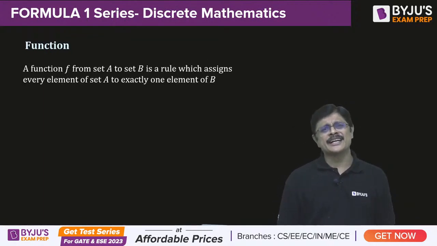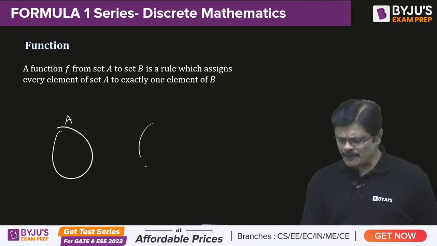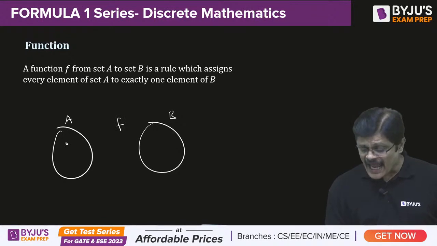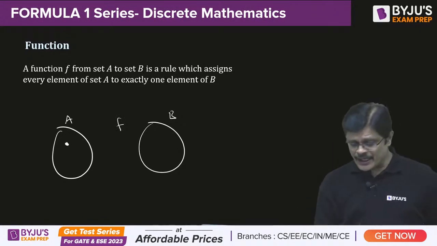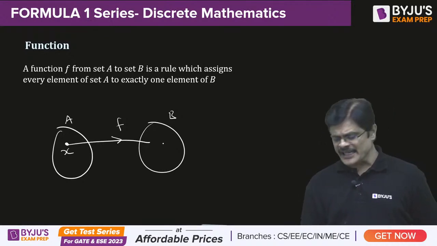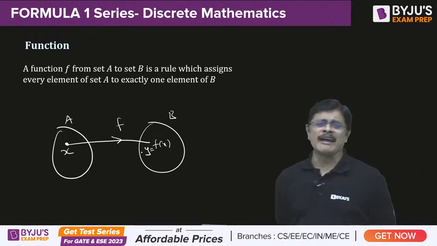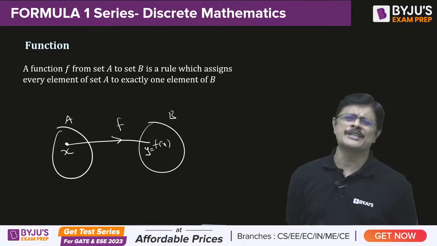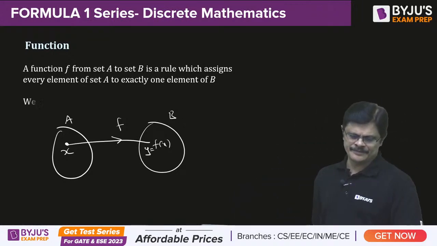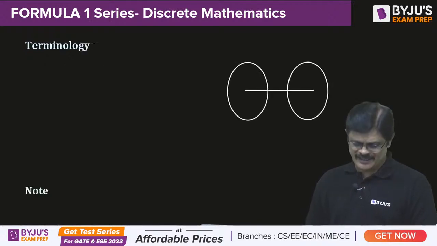A function from set A to set B. A function from set A to set B is a rule which assigns every element of set A to a unique element of set B. Every element of set A is assigned to a unique element of set B, and we give a name for that f(x). It is called image, and we generally denote it by some y, my dear friends. So we write f is a mapping from A to B.